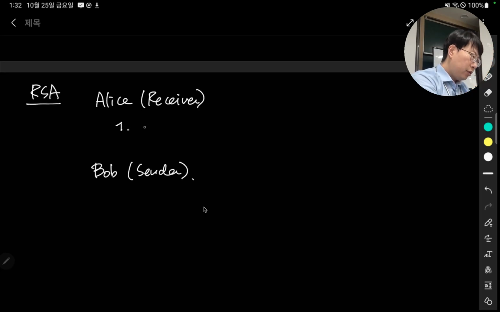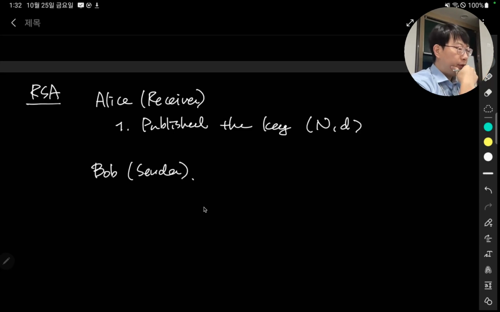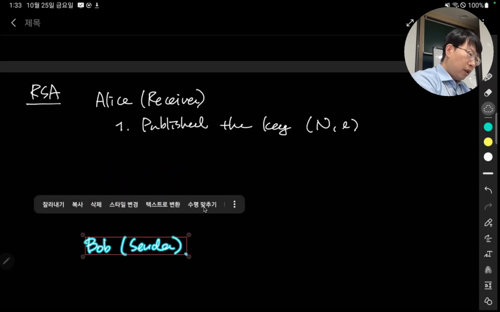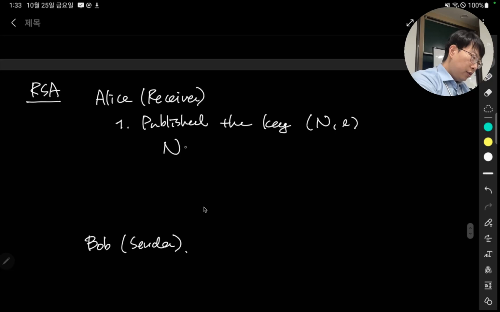First Alice publishes the key. The key is a tuple of numbers. Let's see, I want to be consistent with the slide as far as I can. It's a pair of two natural numbers, large N and E. So what is large N? Maybe I should give more space between Alice and Bob. Large N is the product of two prime numbers.